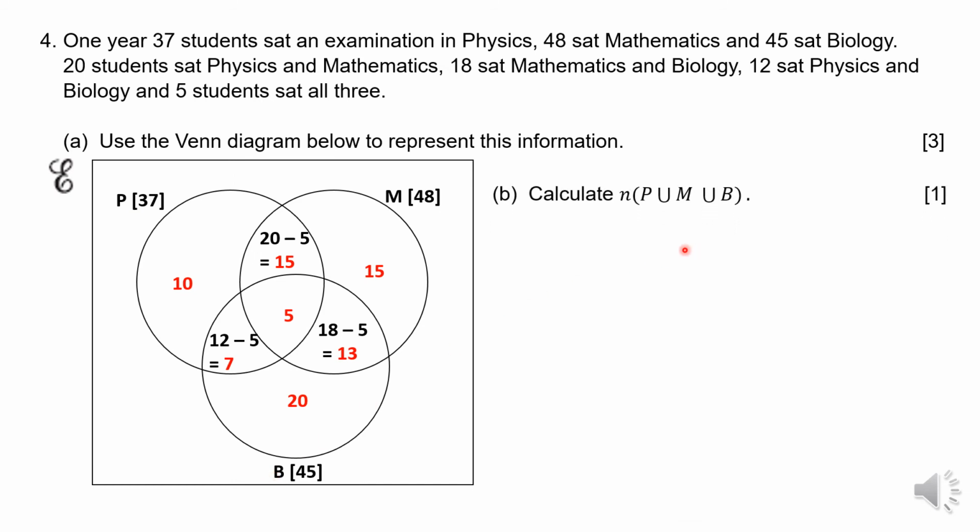Now they are asking you here to calculate the number of elements for the union. So all of these elements together. So basically all of the red ones, when you add them all up, you will end up getting 85.